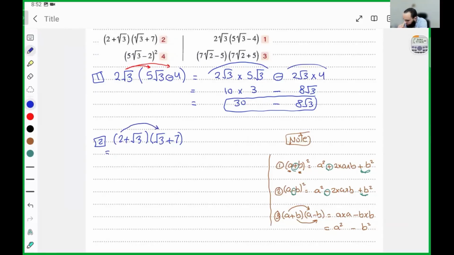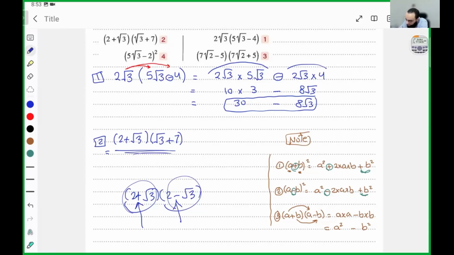So actually, sorry, it's neither one of them. If it is the third case, it should be 2 plus root 3 times 2 minus root 3. They are the same, only the signs are different. One is plus and one is minus, but the numbers are the same: 2, root 3, root 3. Is it like that here? No. So how can you do it?